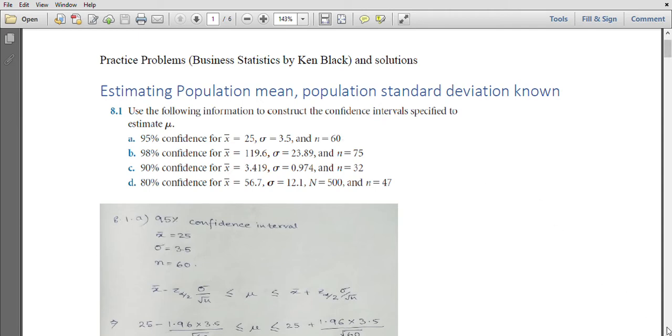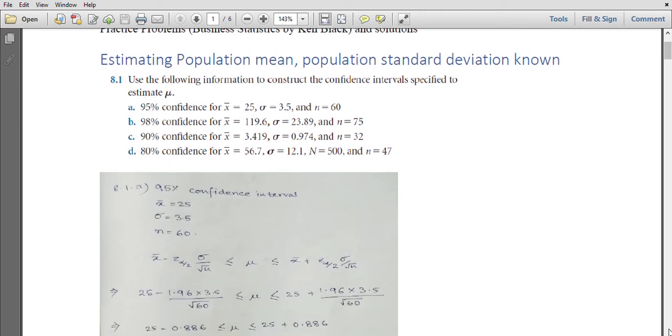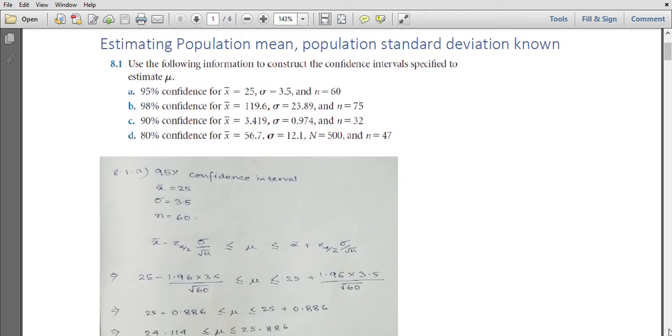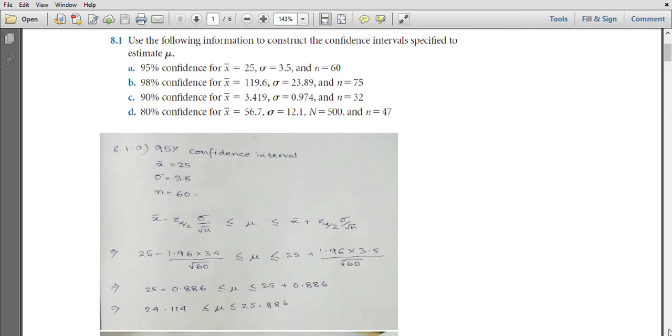Now for this, the formula would look something like this. We want to construct the confidence interval. For the confidence interval, the lower limit will be x bar minus z into sigma by root over n, and the upper limit will be x bar plus z into sigma by root over n. So we are just putting the values from here. The only thing we are missing is the z value.